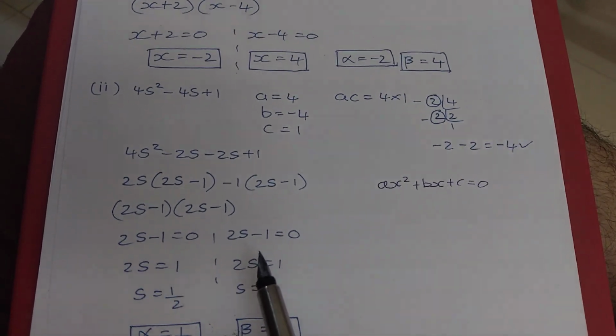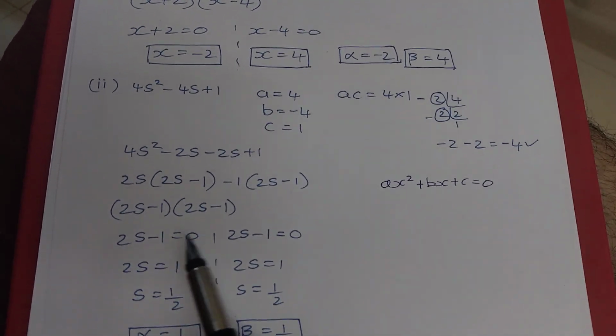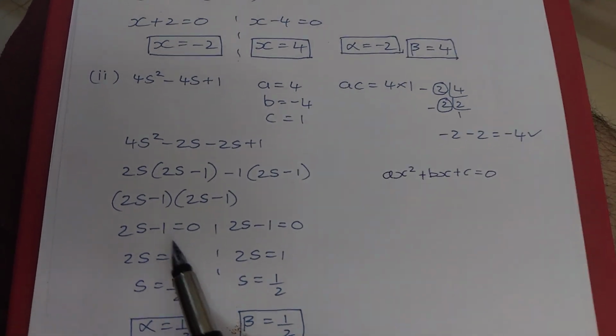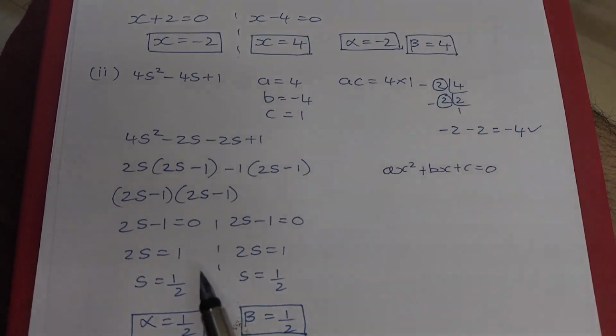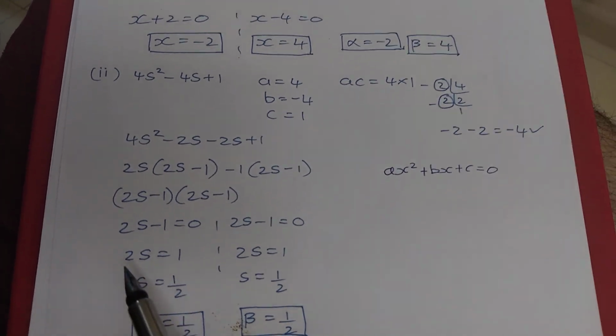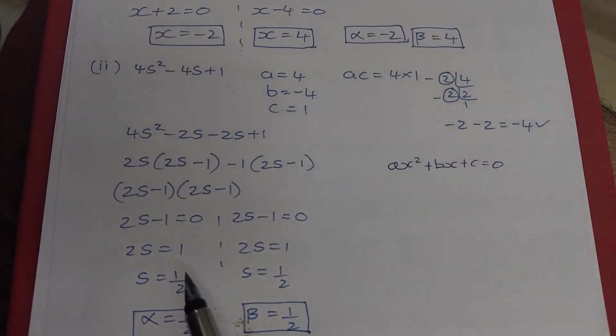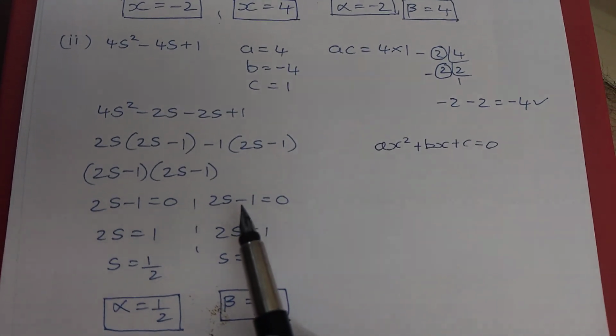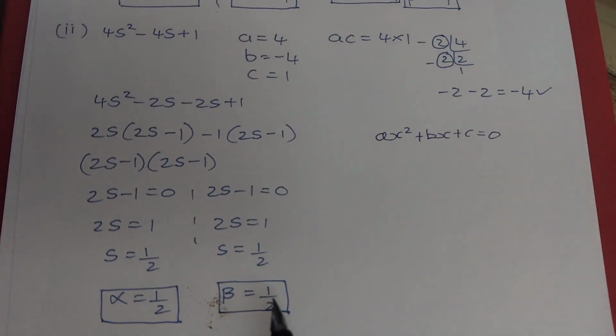How do we find the roots now? We take the first factor and equate it to 0. Now we send minus 1 to the other side, it becomes 1. And now we send 2 to the other side, it goes to the denominator. So s is 1 by 2. So alpha is 1 by 2. Similarly, again you get beta also as 1 by 2.